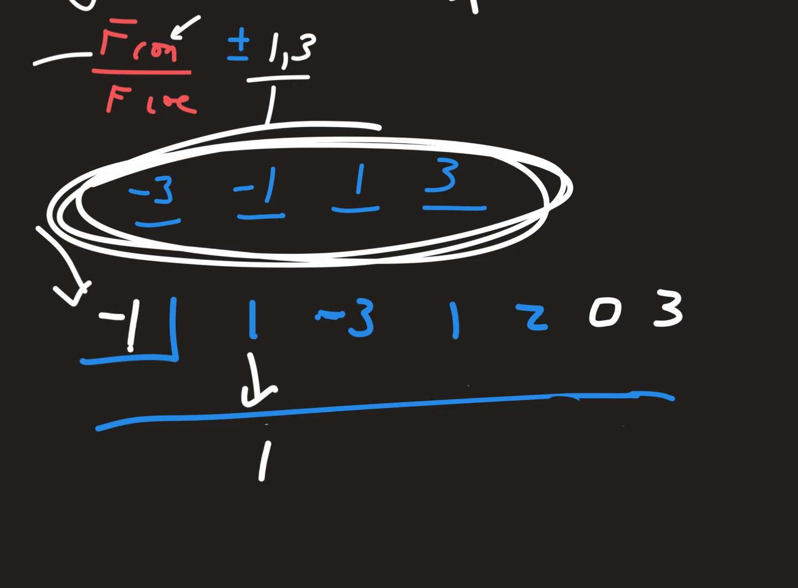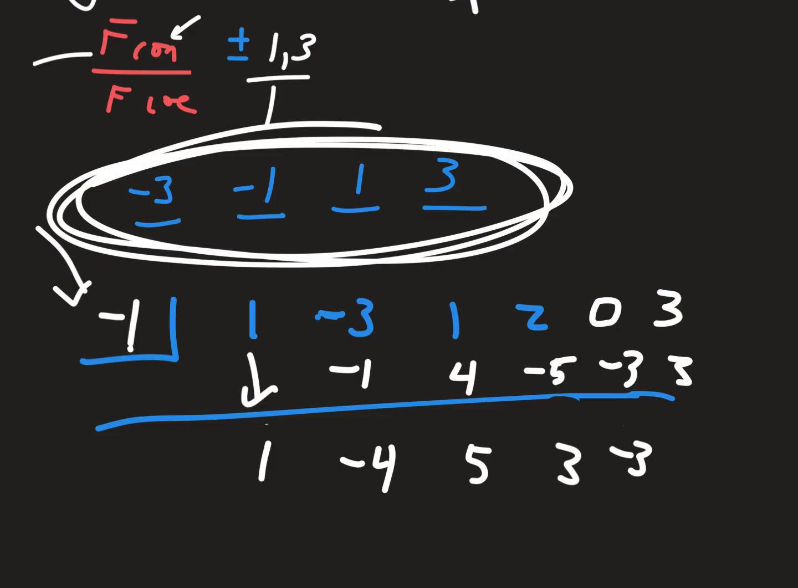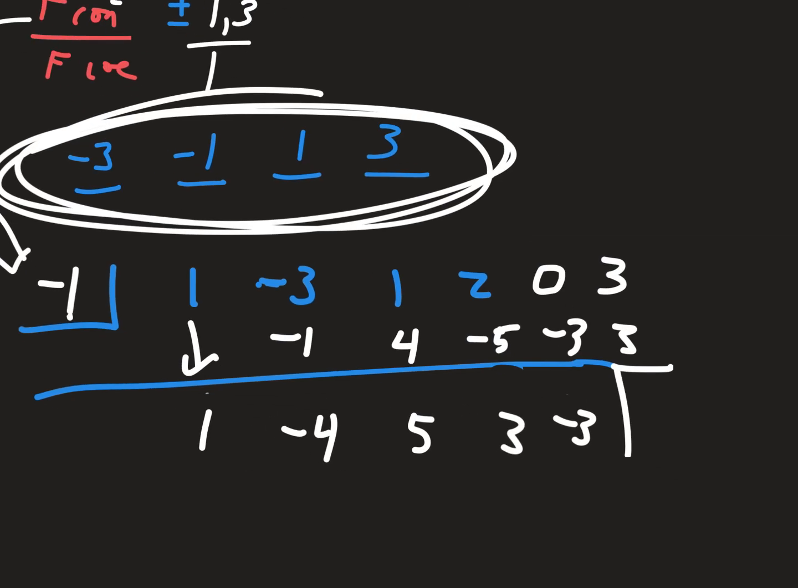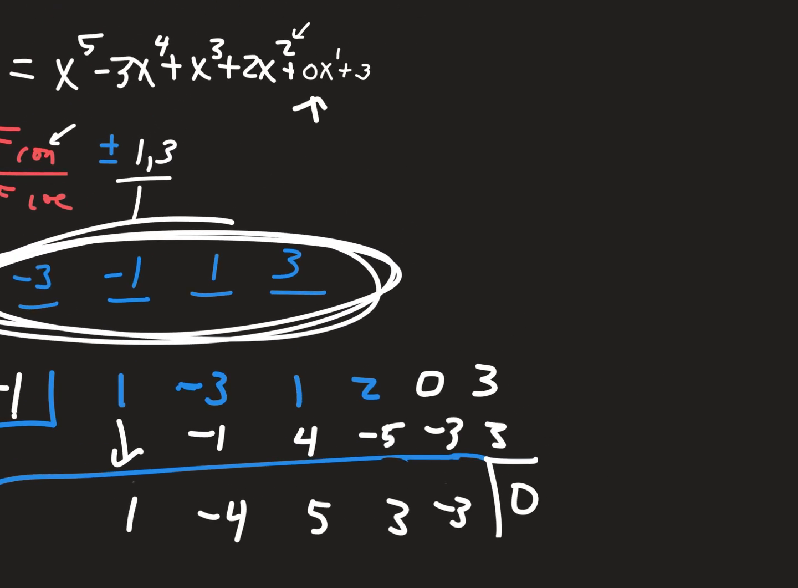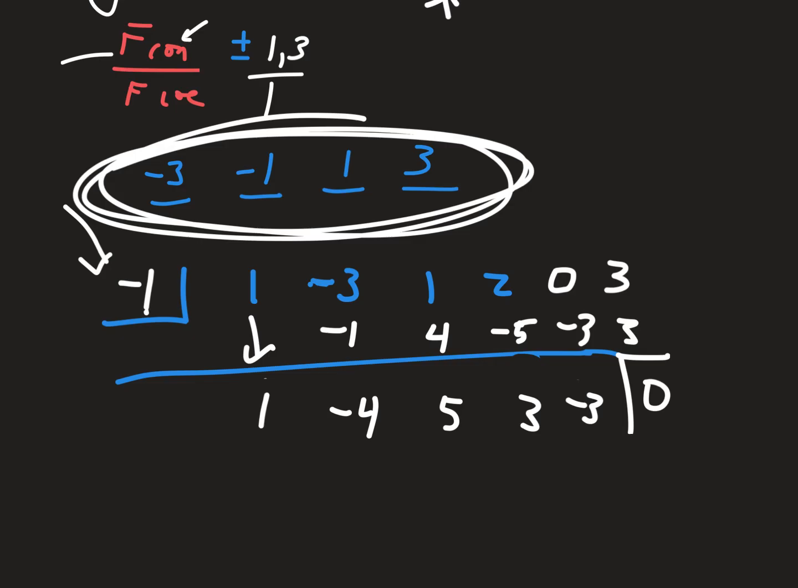Okay, so drop the 1 like it's hot. Multiply -1. Add them, -4. Multiply them is 4. Add them is 5. 5, -5. Add them is 3. 3 times -1 is -3. Add them is -3. Multiply is 3. Yes! Holy simoleons. It worked. We found the one that worked.